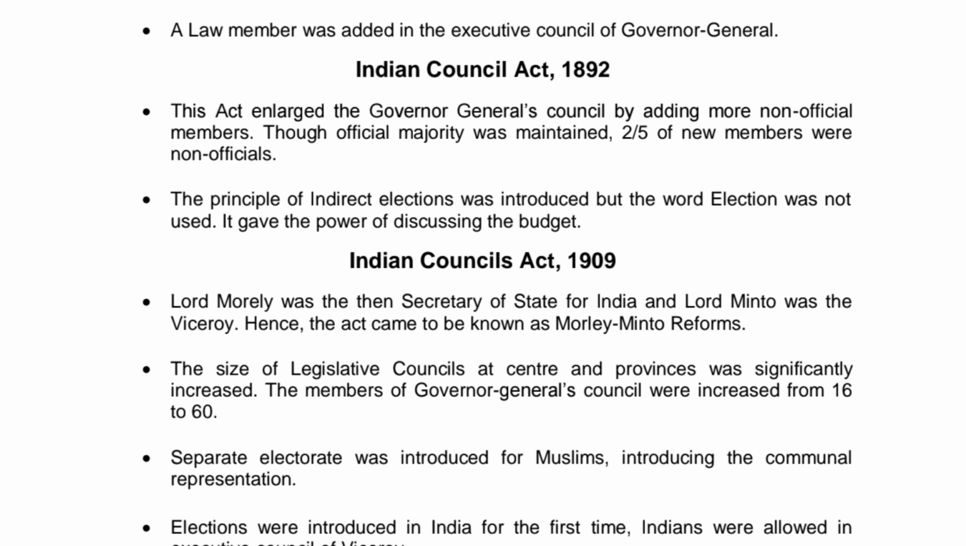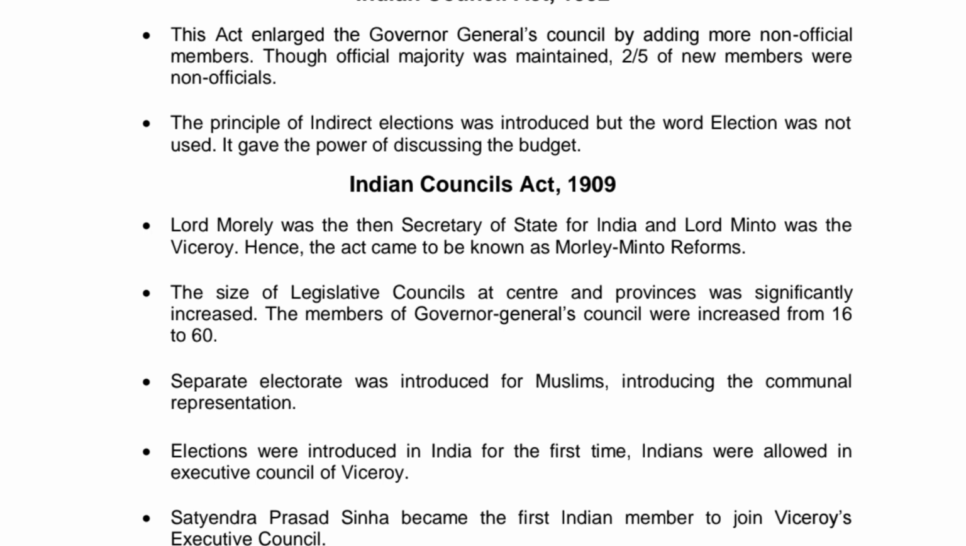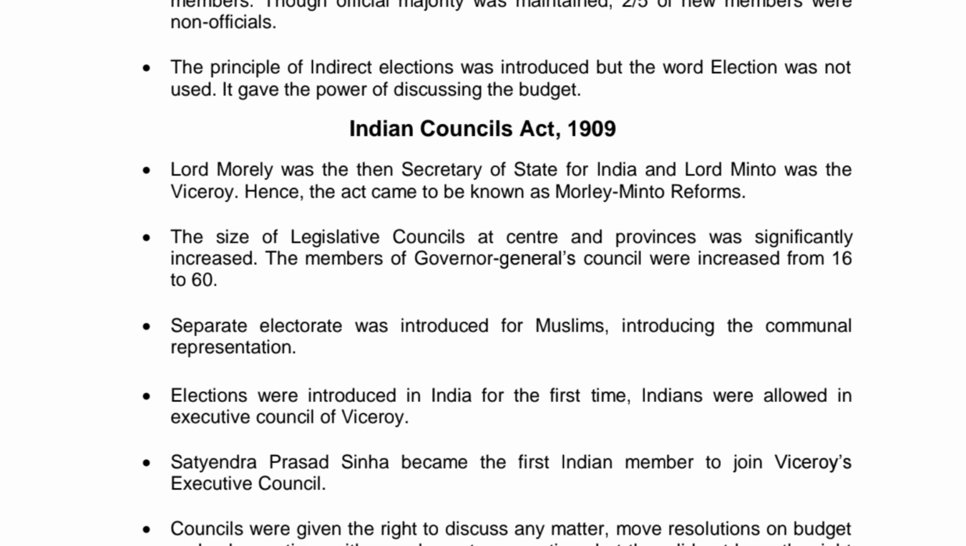Indian Councils Act 1892. This act enlarged the Governor General's Council by adding more non-official members. Though an official majority was maintained, two-fifths of the new members were non-officials. The principle of indirect election was introduced, but the word election was not used. It gave the power of discussing the budget.